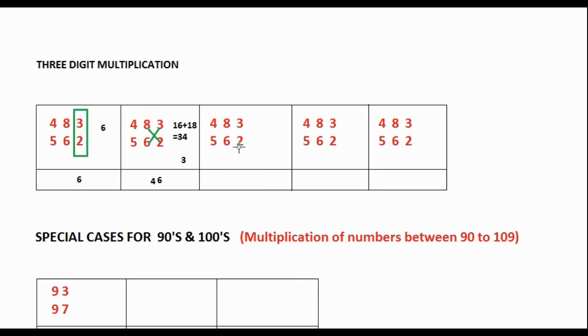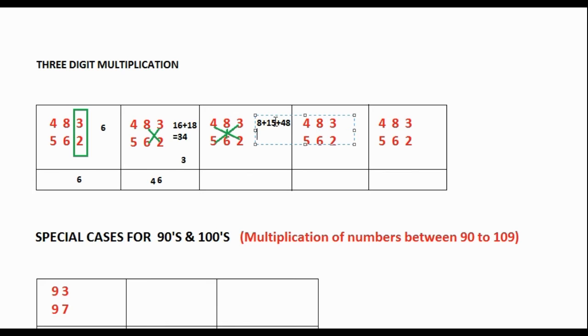So in the third step, now look carefully. In the third step, we are going to multiply this 2 and 4, this 5 and 3, and this 8 and 6. We are going to multiply all the numbers from the units digit, tens digit, and hundreds digit. So let me multiply 2 and 4 will give 8, 3 and 5 will give 15, and 6 and 8 will give 48.